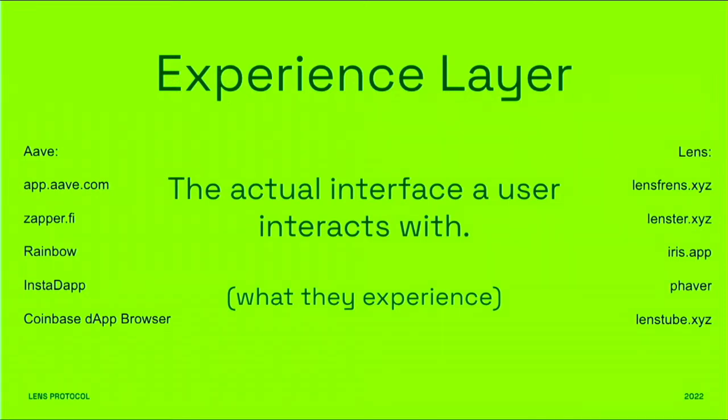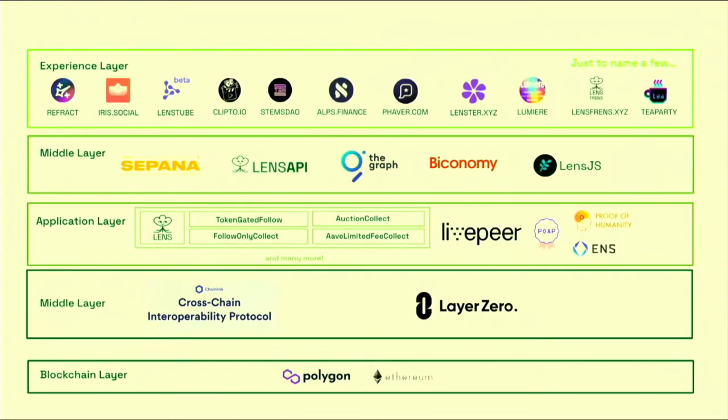And for Lens, we're seeing the same come about. There's Lens Friends, Lenster, Iris, Favor, LensTube. These are all different experiences built with Lens and other protocols, and each is a unique experience. And that's something that we really hope to see when people build front ends with Lens. This is kind of how we think apps are structured when we build Lens apps.